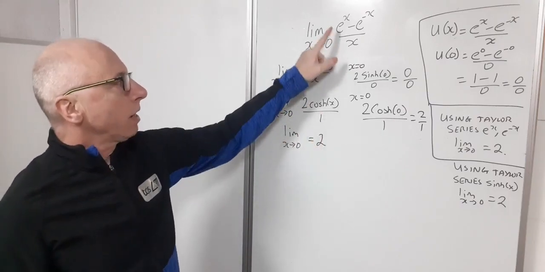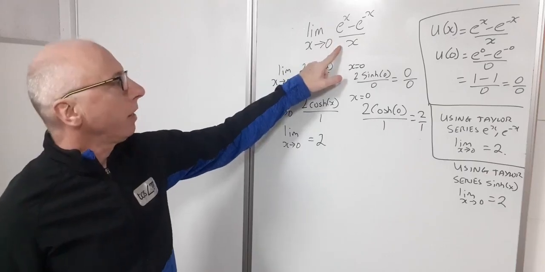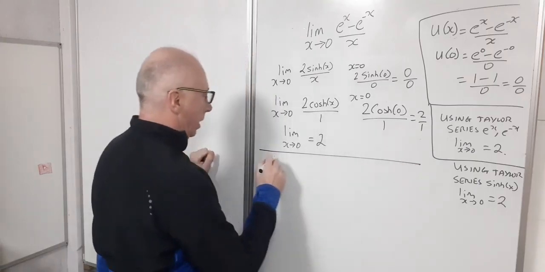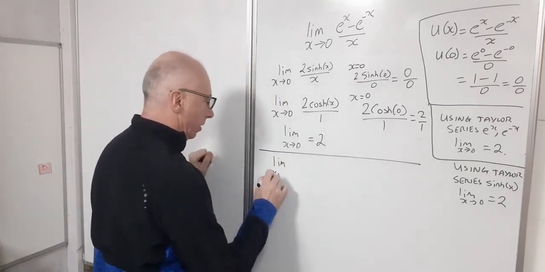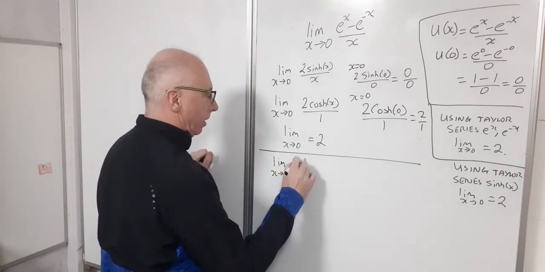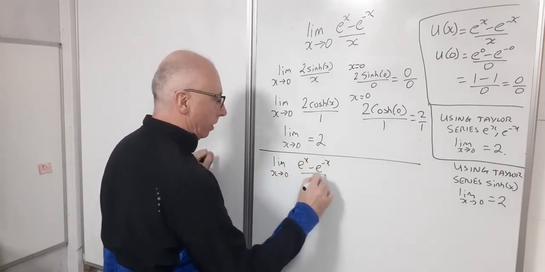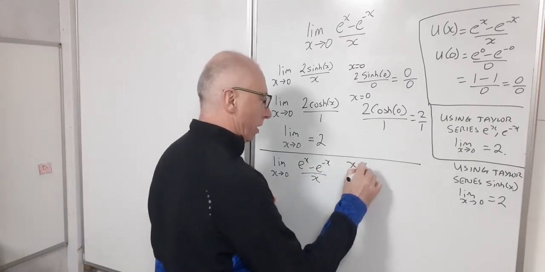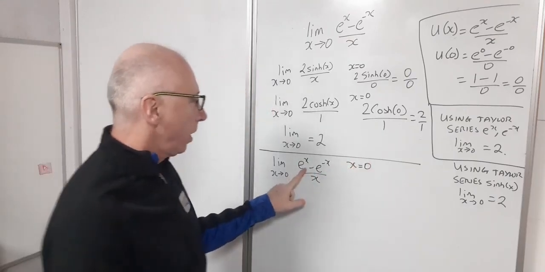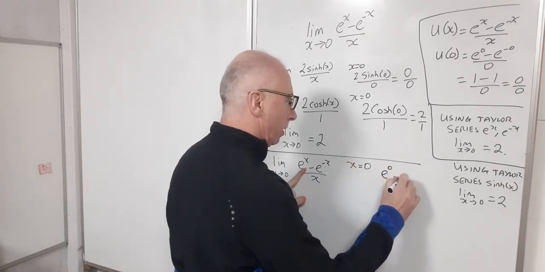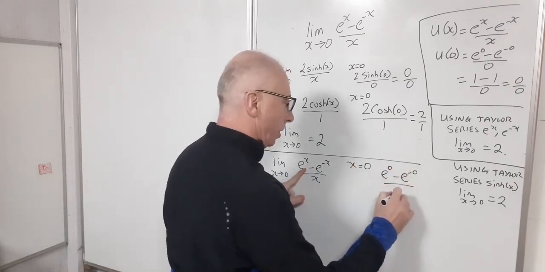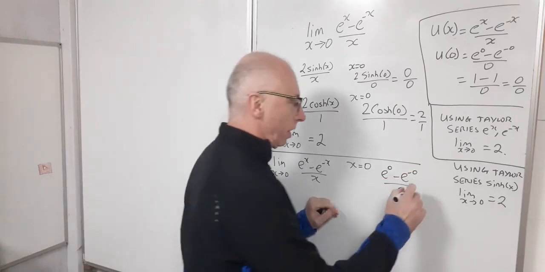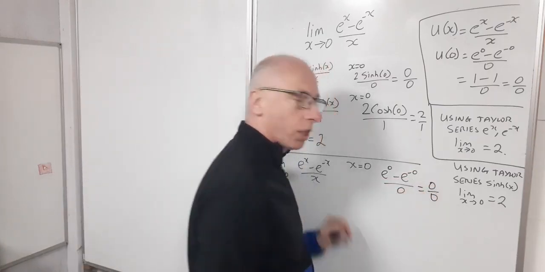Now the obvious way, which you probably do right from the beginning if you didn't look into these Taylor series, you could then just go limit as x approaches 0 of e to the x minus e to the minus x over x. Plug in 0 into that and just check for our conditions. So I've got e to the 0 minus e to the minus 0 over 0. e to 0 is 1, minus 1 over 0. That gives me a 0 over 0 situation.